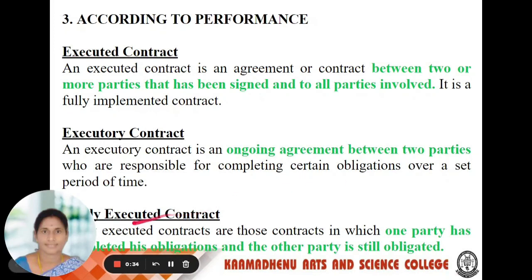The next one, partially executed contract, is where one party has fulfilled the obligation and the other party is still obligated. In this, one party has completed his obligations and another party is still obligated. That is called the partially executed contract.